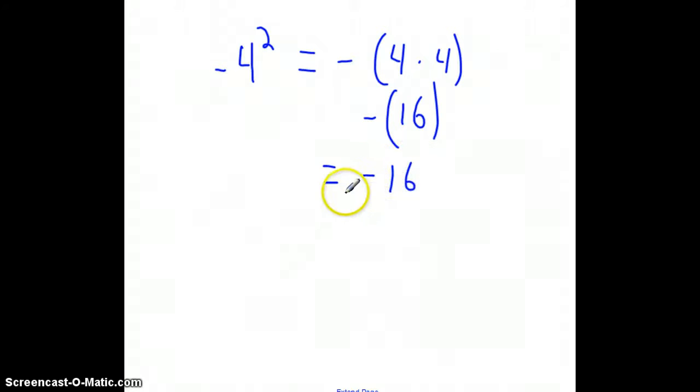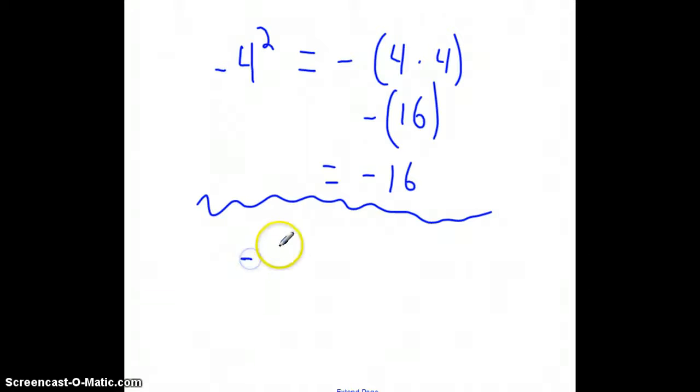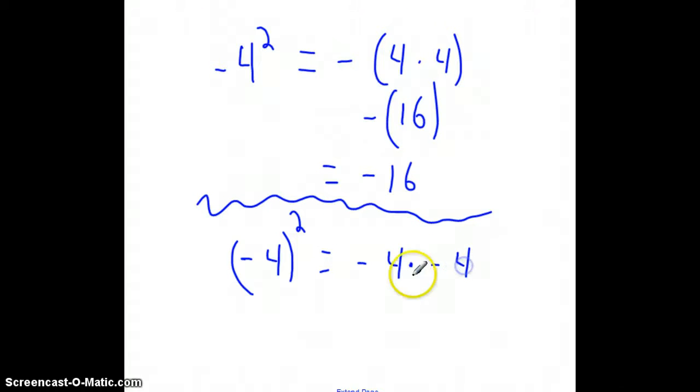And you may say, well, I still don't see any big difference, Mr. D. Take a look here. If we do it this way, where the negative 4 is in the parentheses, now it becomes negative 4 times negative 4. Negative times negative, we know is a positive. So see, that would be the difference. Here we have to do the exponent first, then multiply by the negative. Here, when the whole number with the negative is in the parentheses, then that's what gets squared.